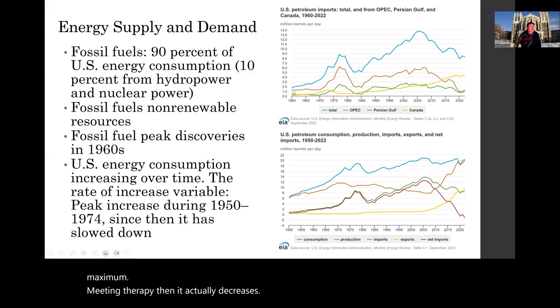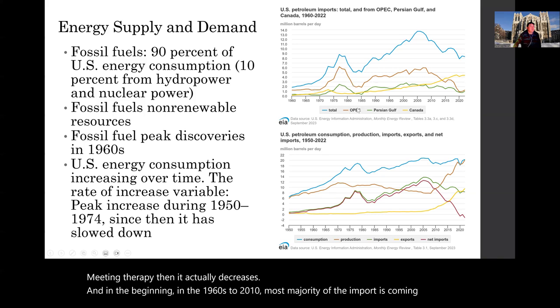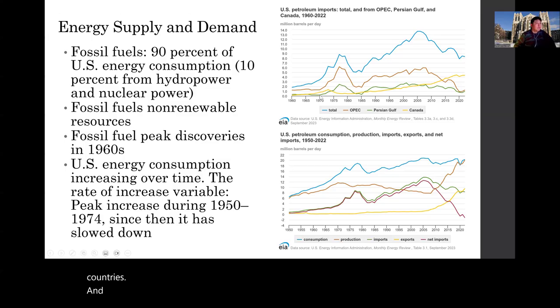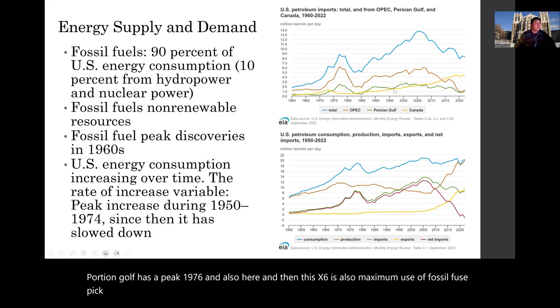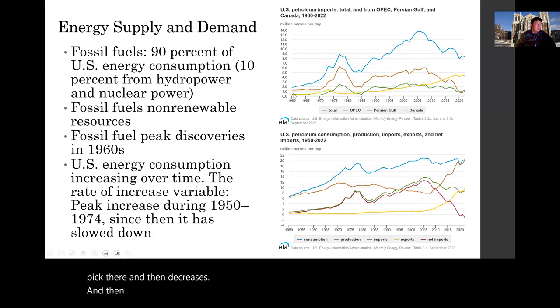From the 1960s to 2010, the majority of the imports came from OPEC countries. Then the Persian Gulf has a peak in 1976, which is also the maximum use of fossil fuels, and then it decreases. And then Canada, with tar sand and all kinds of oil, steadily increases.